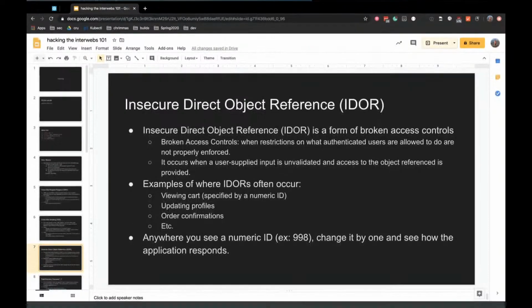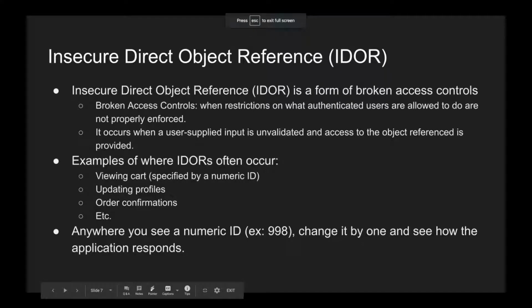Next bug I'll talk about is insecure direct object references, or IDORs. Insecure direct object references are basically a single form of broken access controls. Broken access controls are just a really wide, generic name for this kind of bug class, but it's basically when restrictions on what authenticated or unauthenticated users are allowed to do are not properly enforced. It also occurs when user supplied input. IDOR specifically occurs when user supplied input is unvalidated and access to the object referenced is provided.